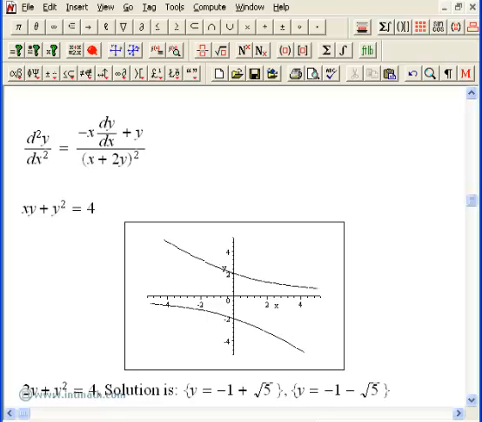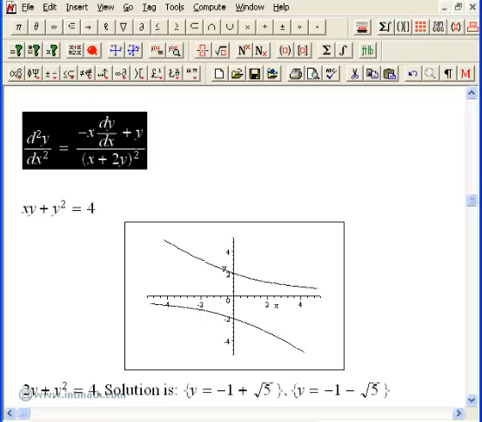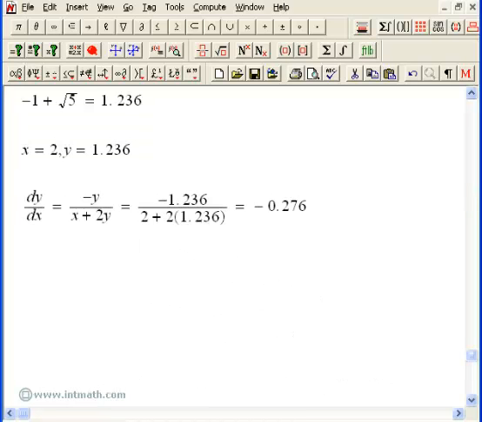Now, when I have a look at the graph, the top arm there is concave up, so I expect the second derivative to be positive. Let's go ahead and find that positive value. So here's my expression for the second derivative. I just now substitute in what I know.